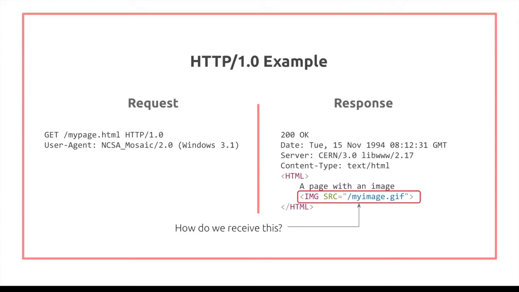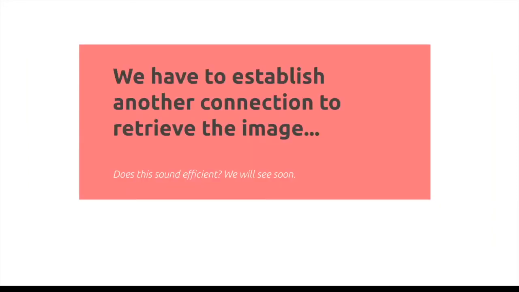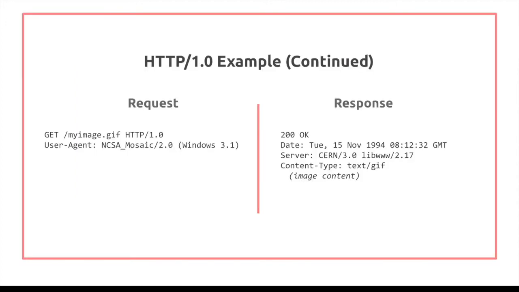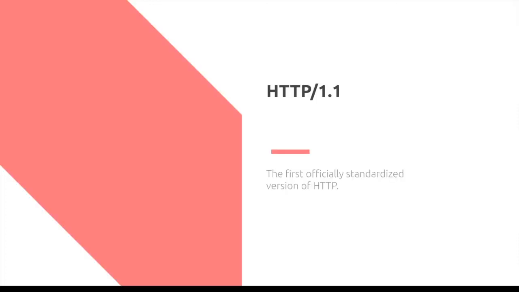Now, one concern is if you receive an HTML file, how does the image with a specific source actually load up? Well, in order to do this, we need to establish another connection to retrieve the image. So we do the original request, and then we do another request. Is this sufficient? We will see soon. So then we simply do another request, and we receive back the image contents as the payload.